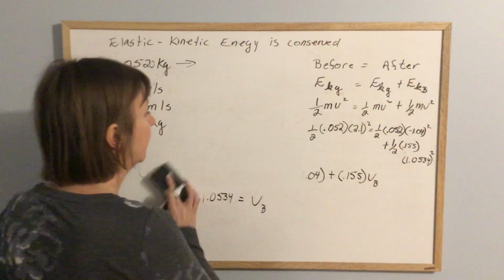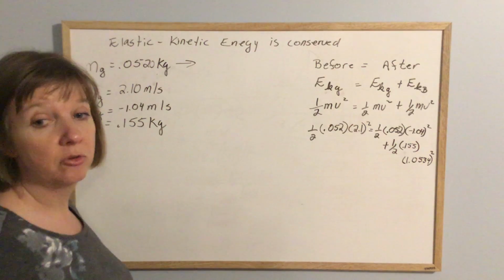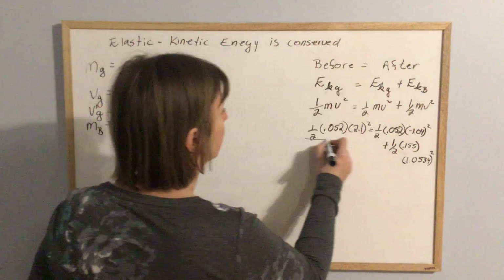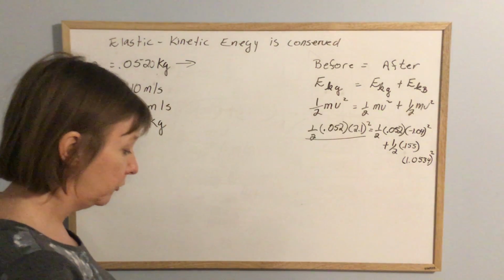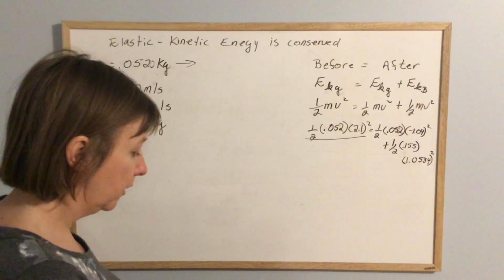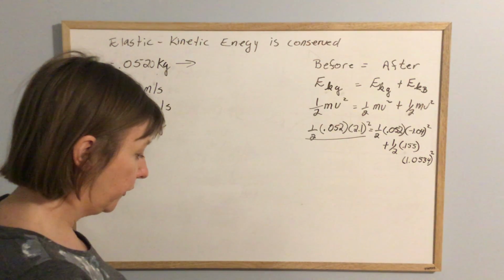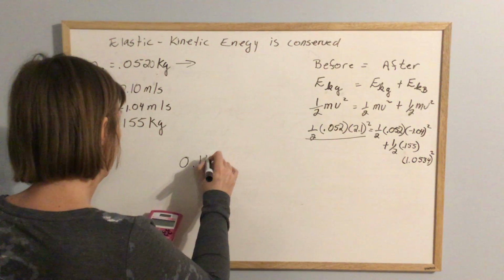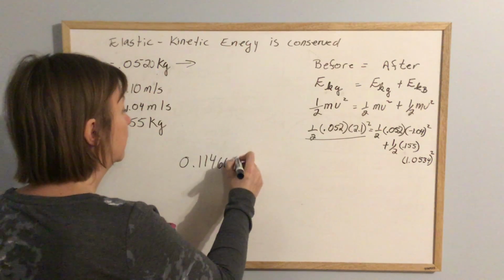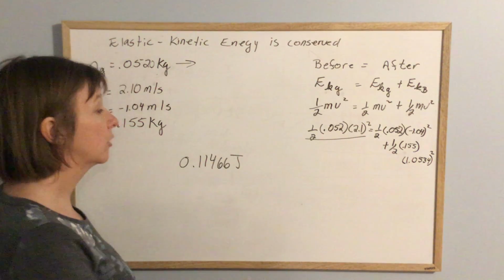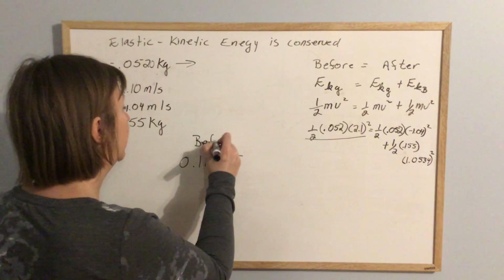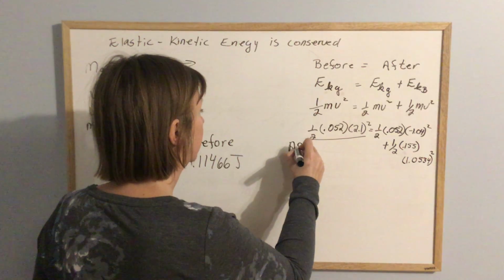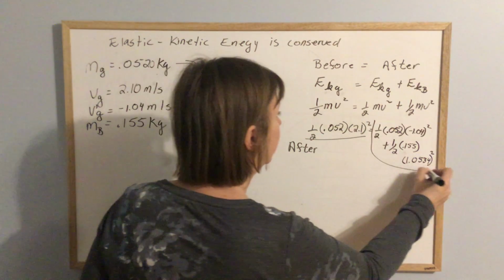So now I'm going to check the kinetic energy before and the kinetic energy after, and see what numbers I get. Here's the before. I'm going to do 2.1 squared times 0.052 times 0.5, and that gives me 0.11466 joules, because we're talking about kinetic energy. So this is how much kinetic energy there was before the collision. After the collision is all of this.